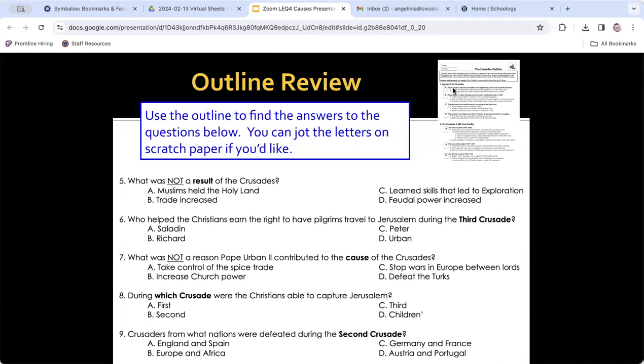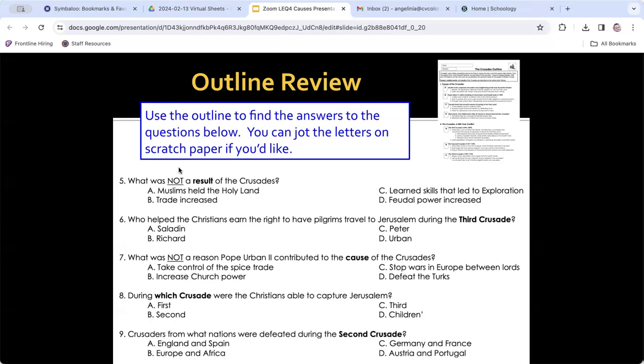And so with the causes, each letter represents one of the major groups who helped lead to the Crusades. Within the events, it's broken down within the different crusades that took place. And then the results is just kind of a list. So what I'd like you to do is think for a minute about how you would answer these.